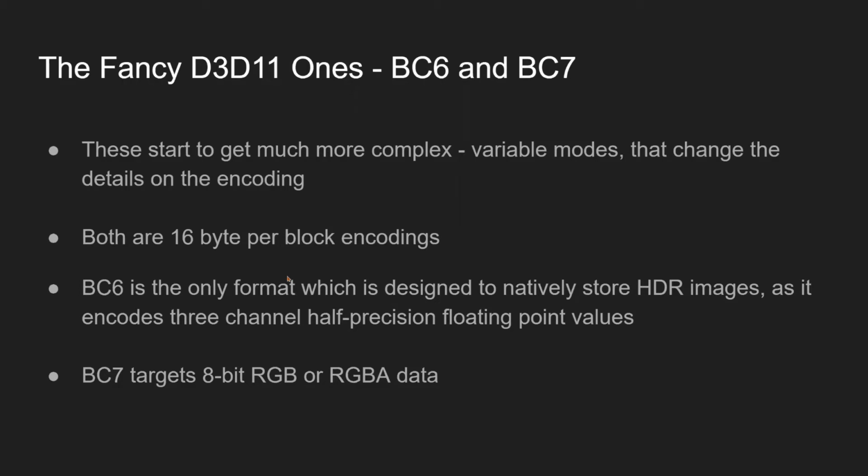So from here, it gets much more complex, and there's a lot of coverage of this in the article. I'm going to just hit some main points on basically what they're doing. There's variable modes, which change the details on the encoding. That's the precision of the endpoints, and then also the precision on the palette indexing. BC6 is targeting 3-channel half precision floating point. And BC7 targets 8-bit RGB or RGBA.